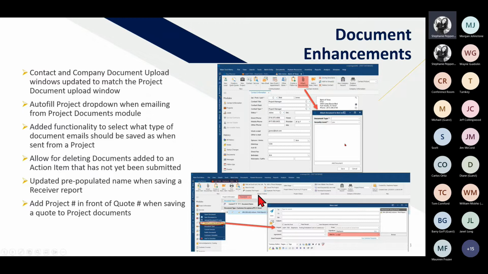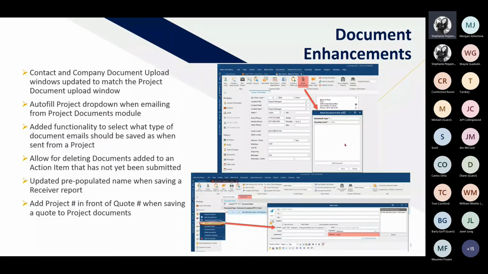We did also add where it auto-fills the project number when you are emailing a document from the project documents module, or the project documents window, sorry. So before, if you right clicked on a document and clicked send to email recipient, it wasn't auto-filling that project number, so attaching this email to that project automatically. You could have selected it, of course, in the past, but now it will auto default, just like it would when you're emailing out a quote or a purchase order, something of the sorts from inside of a project. If you email a document, it's going to autofill that project.